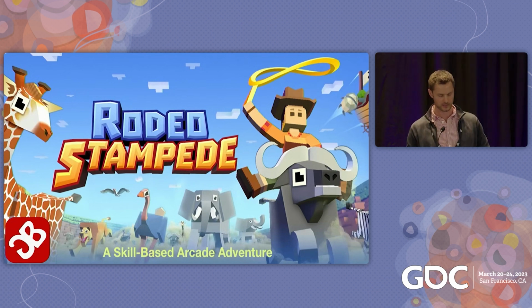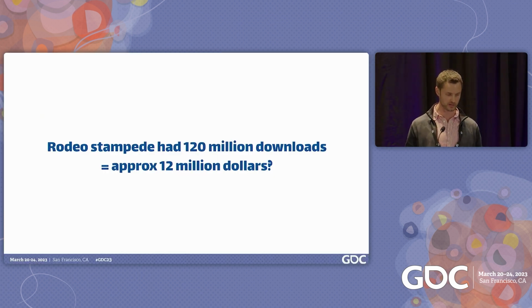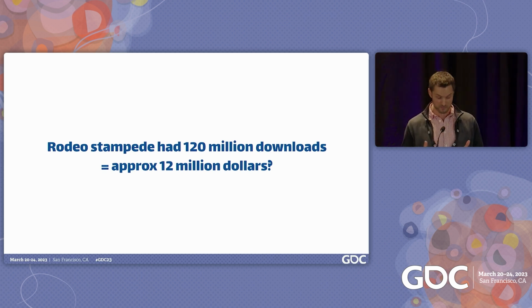So, okay, let's have a little look at how this game is doing. Rodeo Stampede at that point had 120 million downloads. And using my very basic maths of dividing by 1 million downloads to get the amount of money the game has made, which I'm sure is massively accurate, you get $12 million. $12 million.